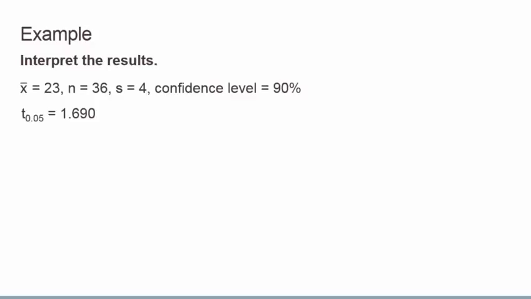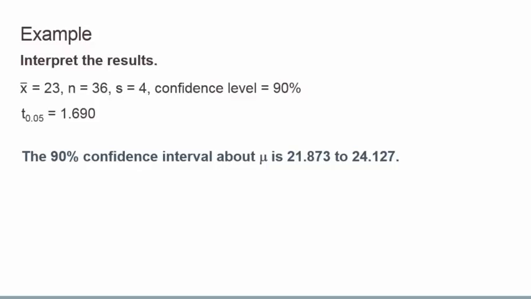Continuing with our example, interpret the results. The 90% confidence interval about mu is 21.873 to 24.127.